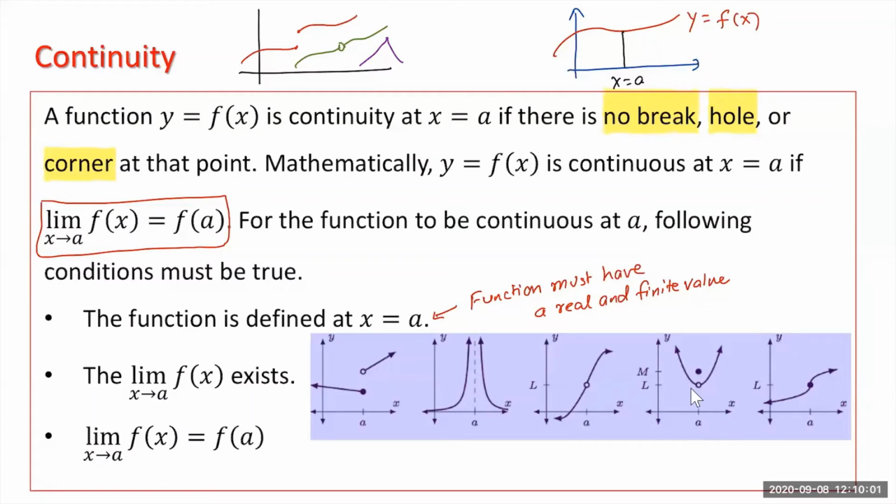This one, the limit of the function, if you look at this function, the limit of the function is L, but the value of the function is M. So this is not continuous. But the last one here will satisfy all conditions. You have the value of the function, the limit is equal to L, the value of the function is also L. So the last one is a continuous function. So this is the basic idea about the continuity of the function.